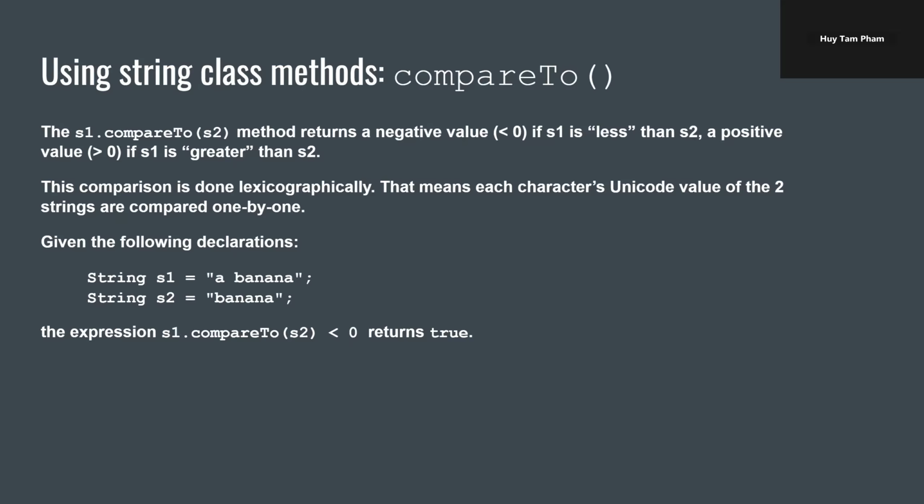Because as you can see, s1 starts with the letter A, and s2 starts with the letter B. And A is considered less than B because A comes before B. So it will return a negative value. Therefore, the expression s1.compareTo(s2) less than 0 is true.